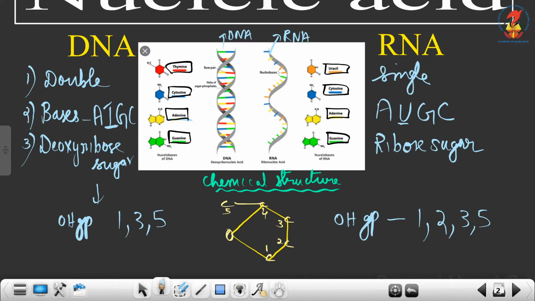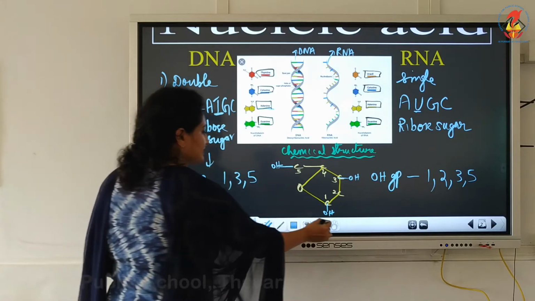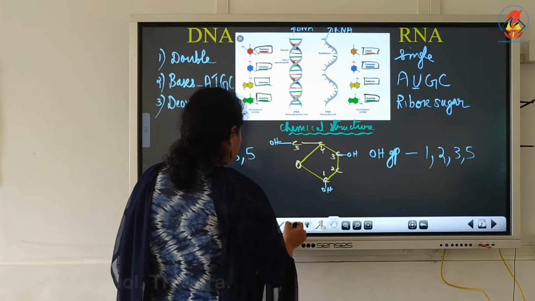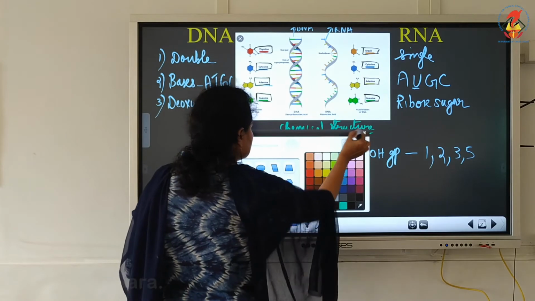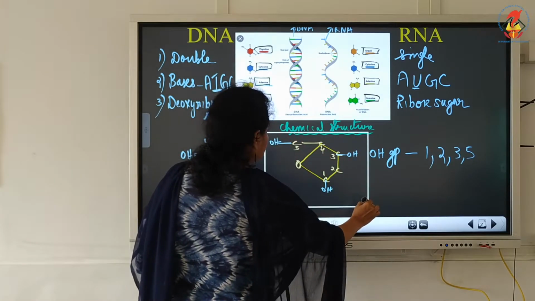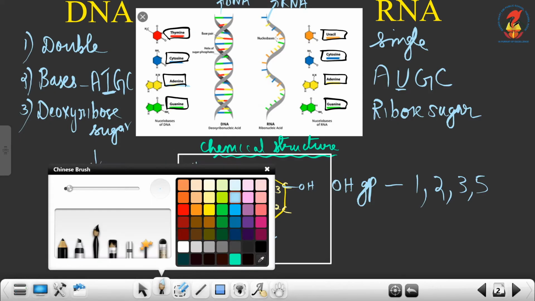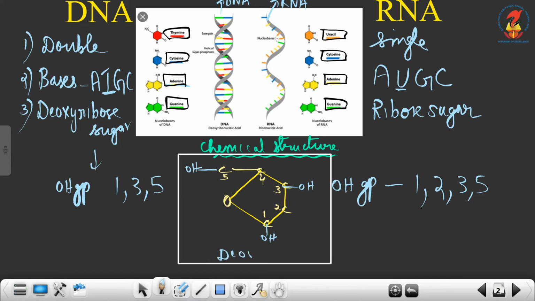So, I am going to draw the ribose sugar of DNA, that is the deoxyribose sugar. So, at 1, at 3 and at 5. So what is this representing? This is representing a deoxyribose sugar.